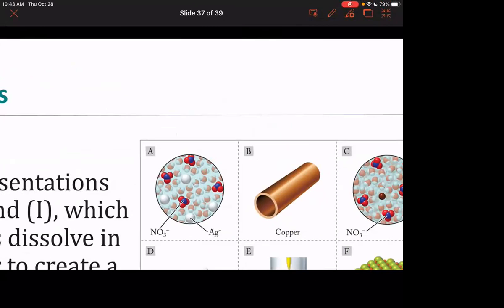All right. So A, we're choosing definitely, right? B? No, solid copper. That's not going to dissolve in solution. If it does, it's going to be minuscule amounts, and it'll be as copper atoms, not ions.